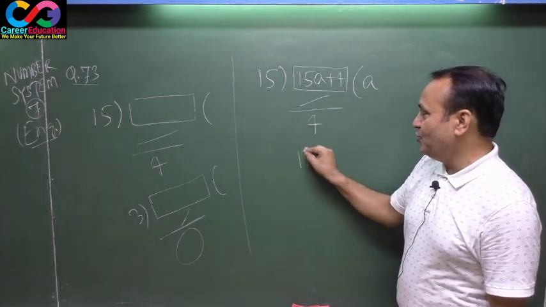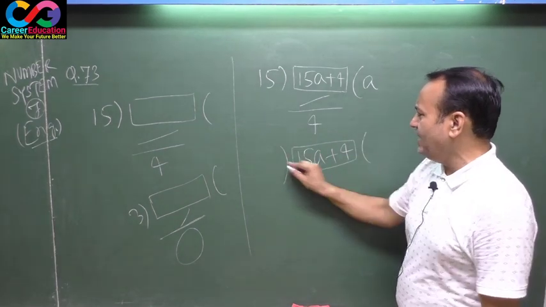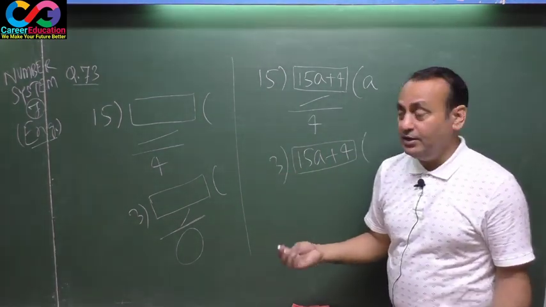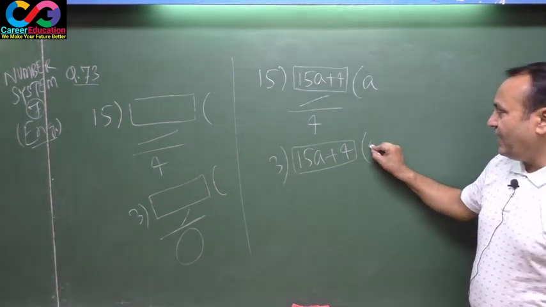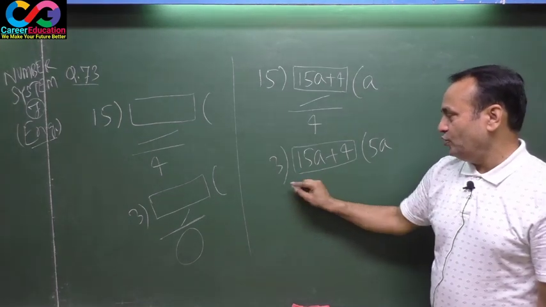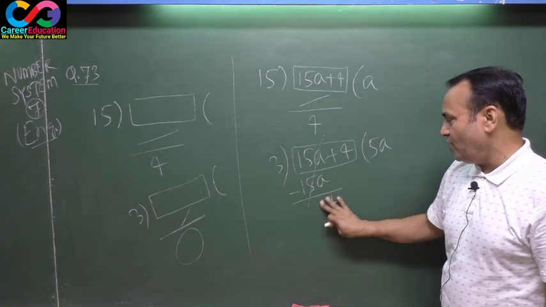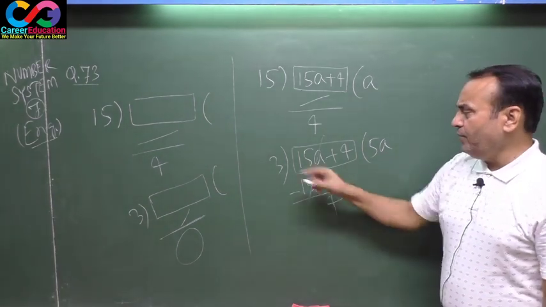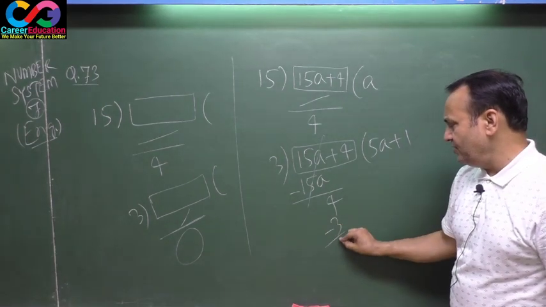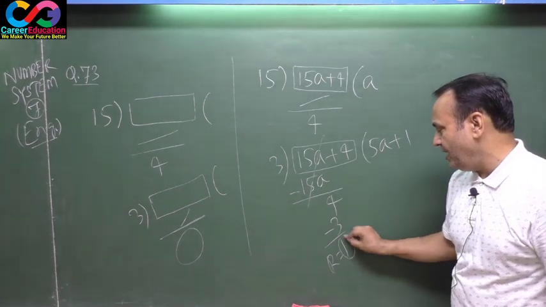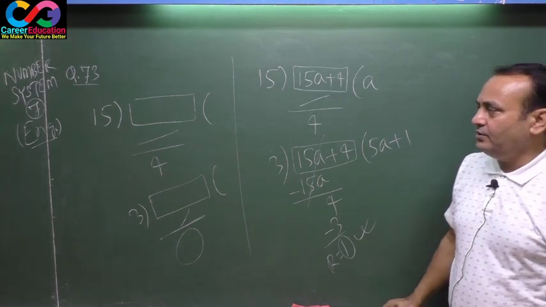Now the question asks: when this number, 15a plus 4, is divided by 3, what will be the remainder? When you divide 15a plus 4 by 3, firstly you have to take 5a as the quotient. 5a into 3 is 15a, this must be subtracted, giving 0, and 4 must be dropped here. This 4 will be divided by 3 with quotient 1. 3 ones are 3. This is your remainder and this is your answer. Firstly note down, this is the basic method for this question.